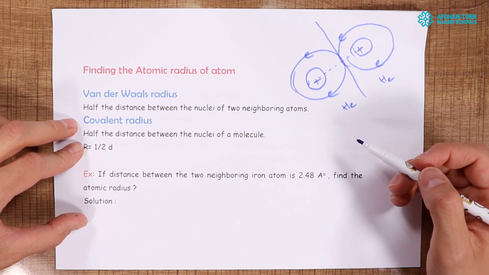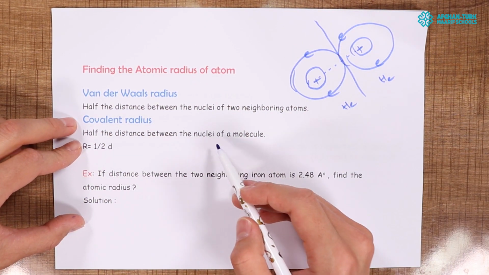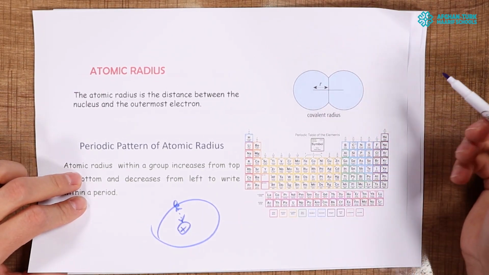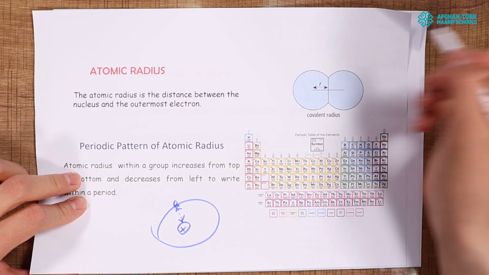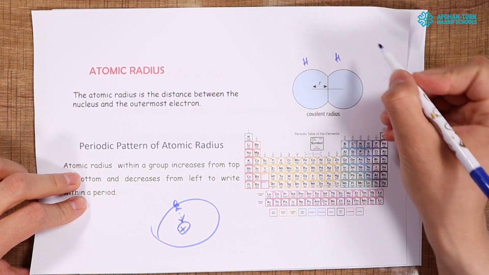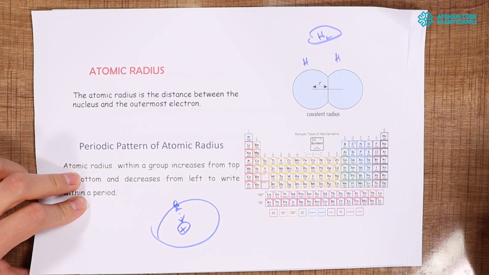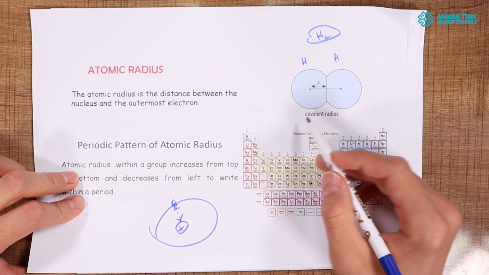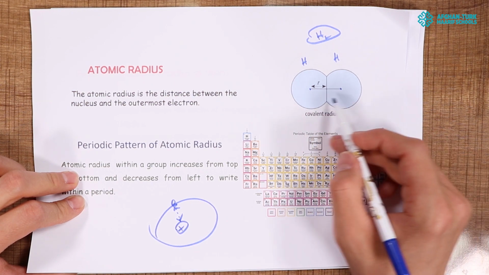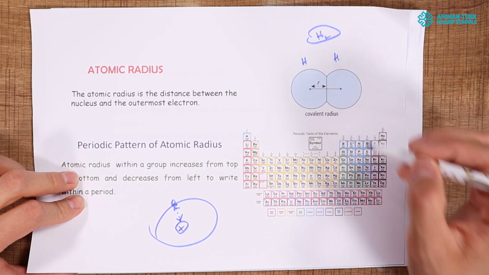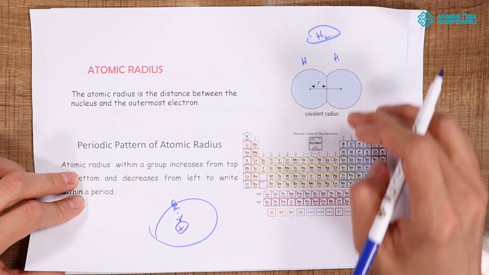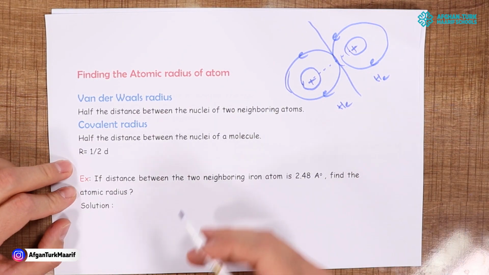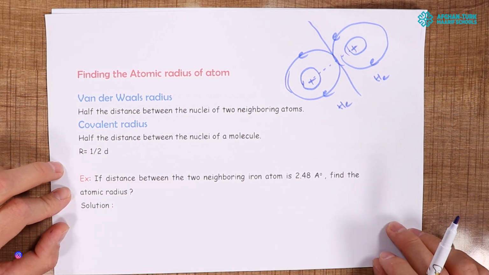And when it comes to the covalent radius, it is half the distance between the nuclei of a molecule. You can see over here we have a molecule. Let's consider that this is a molecule of hydrogen, or we can say an H2 molecule. Now you can see the distance between the centers of the two atoms is known as the covalent distance because there's a covalent bond between them. When we divide it into two parts, in this case we can say that it's the atomic radius of one hydrogen atom.